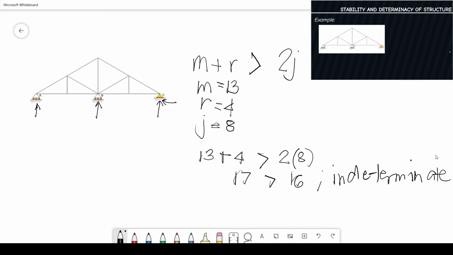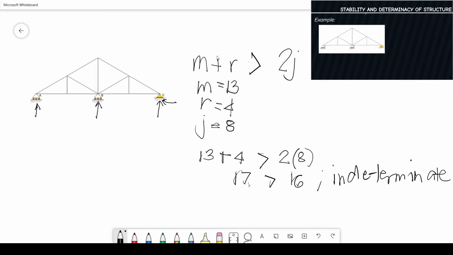So, in indeterminate structures, we have to have a degree. Parang dapat may nakita like to the nth degree, di ba? Parang ganon. So for this structure, how to find the degree? So that is just minus lang naton ang aton M plus R.